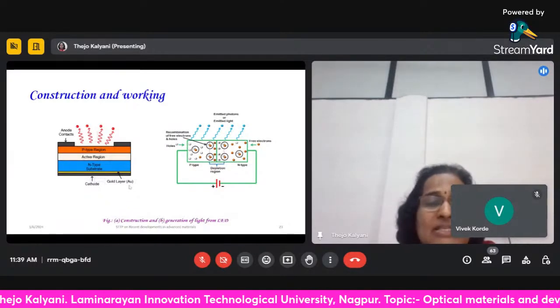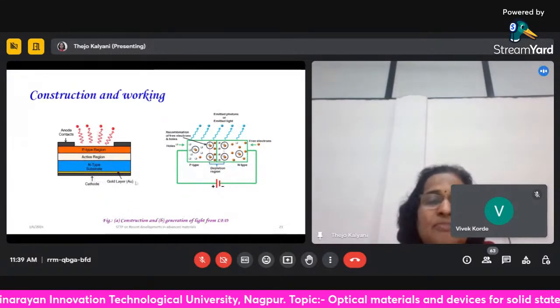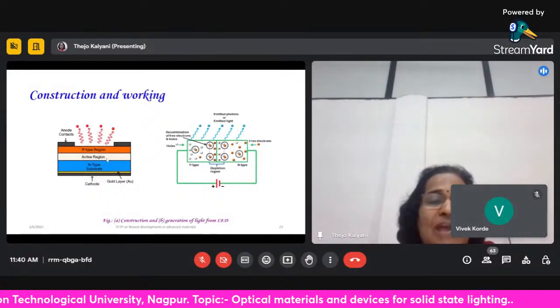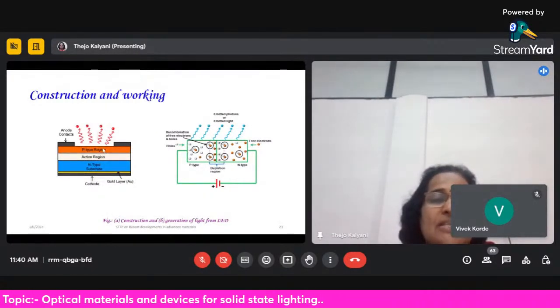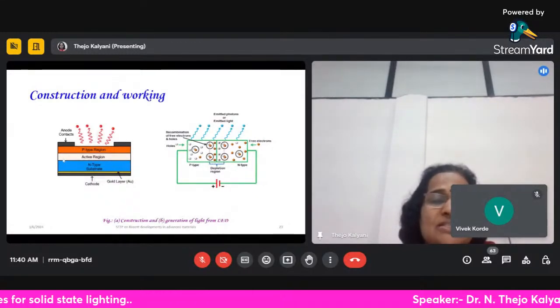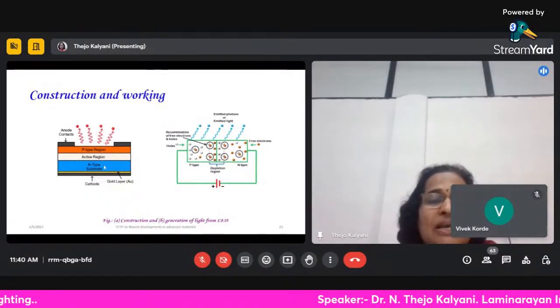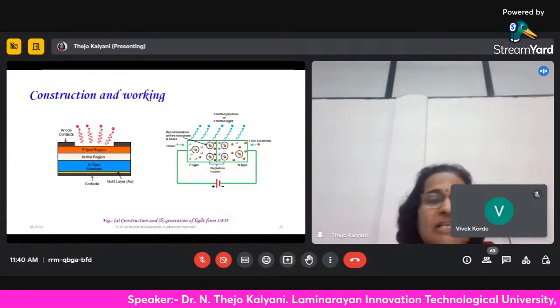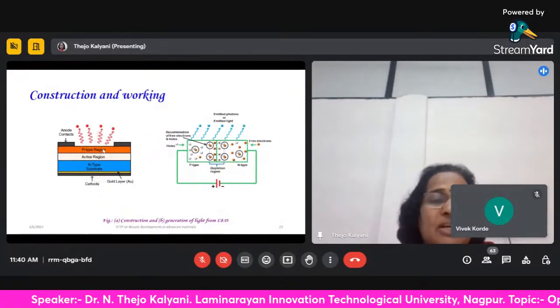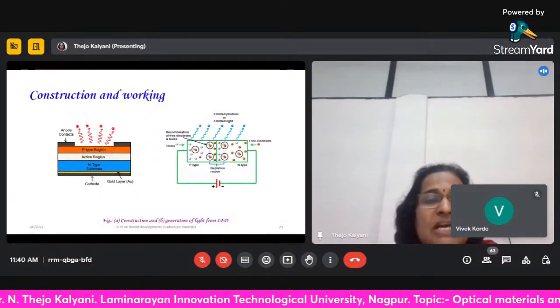Usually gold is considered to be the cathode layer, and you have an n-type substrate, and you have the active region here, and you have a p region here. It's nothing but a p-n junction diode. So this is a sort of depletion region, and this is said to be the active region. And the n-type semiconductor is going to have electrons as a majority charge carrier. Similarly, the p-type semiconductor is going to have holes as a majority charge carrier.